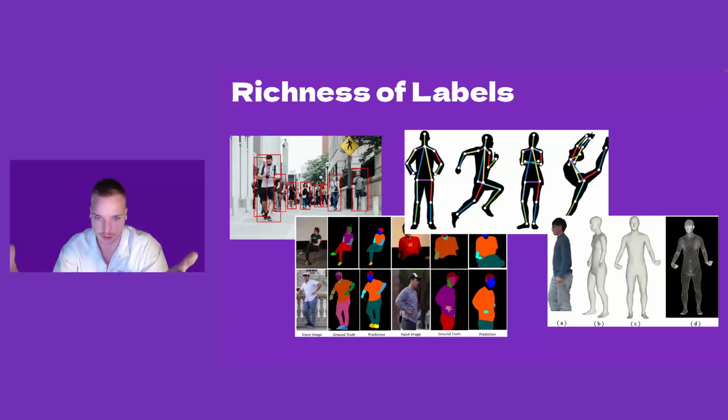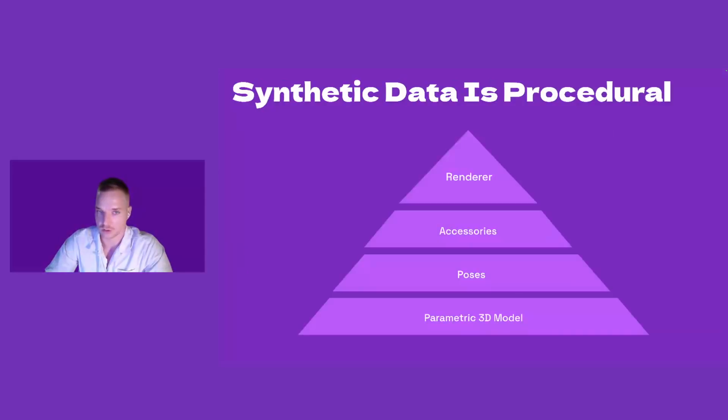And then, of course, richness of labels. You can have very easy coarse labels, like just bounding boxes, and then get super fine-grained, like segmentations, poses, or even thousands of vertices. And this axis is awesome.